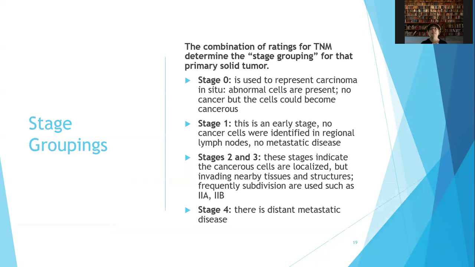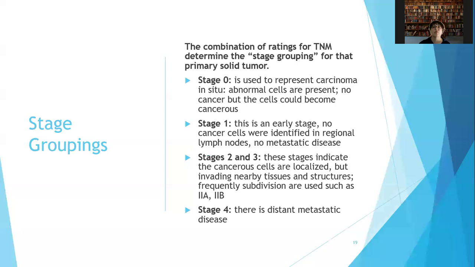In stages 2 and 3, the cancer cells are still localized, but they're starting to invade nearby tissues and structures. And there are subdivisions like 2A, 2B, and I don't know exactly where they draw the line on those, but just know that sometimes you'll see those. And stage 4 means you've had metastasis.